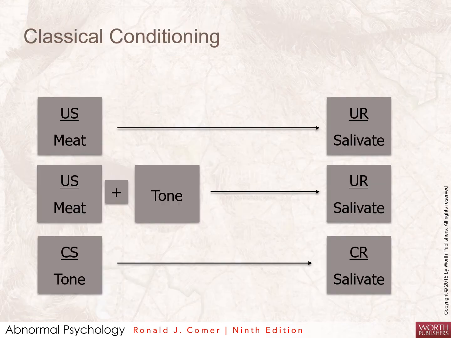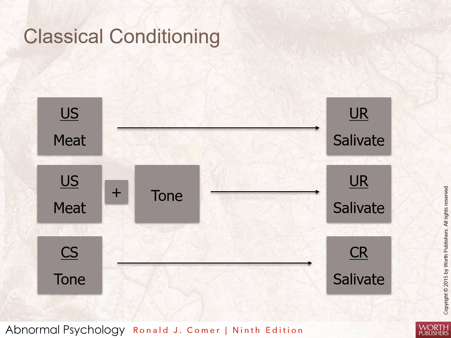Here's a drawing diagram of the classical conditioning response. You present meat, which is the unconditioned stimulus. It leads to salivation, which is the unconditioned response. Unconditioned means unlearned. It's naturally occurring. So meat naturally causes a dog to salivate.